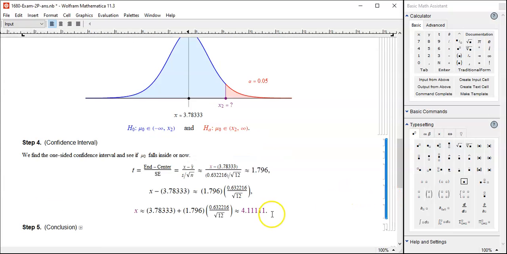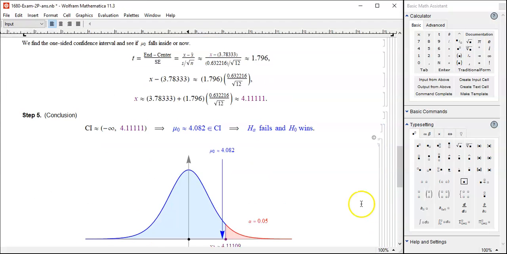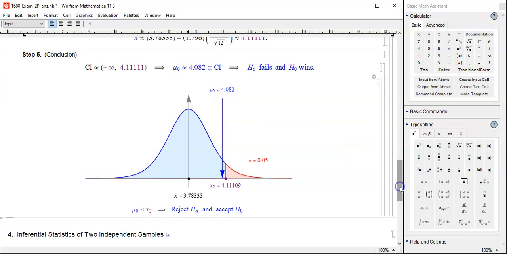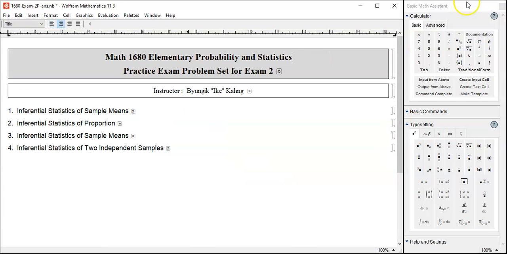And then if you find the one-sided confidence interval, it's this blue interval: negative infinity to 4.11, and then 4.082 falls in that confidence interval. So the null hypothesis wins. Okay, we went through the extra methods as well.